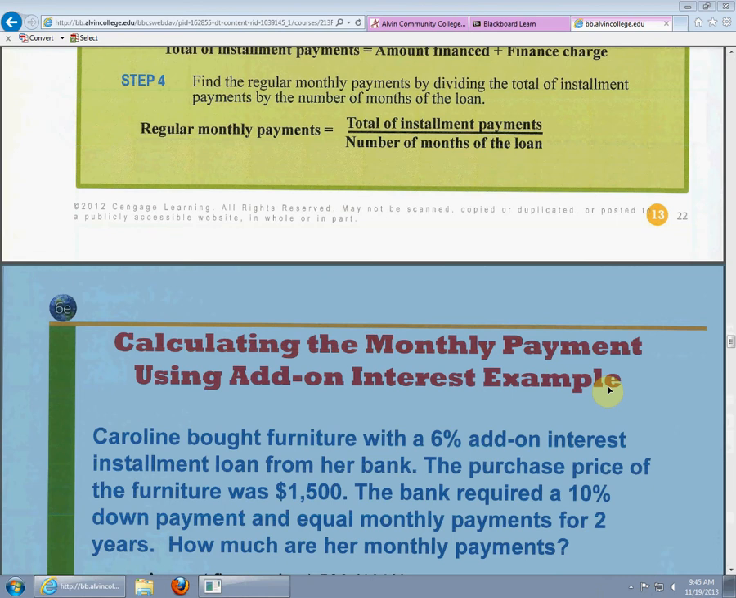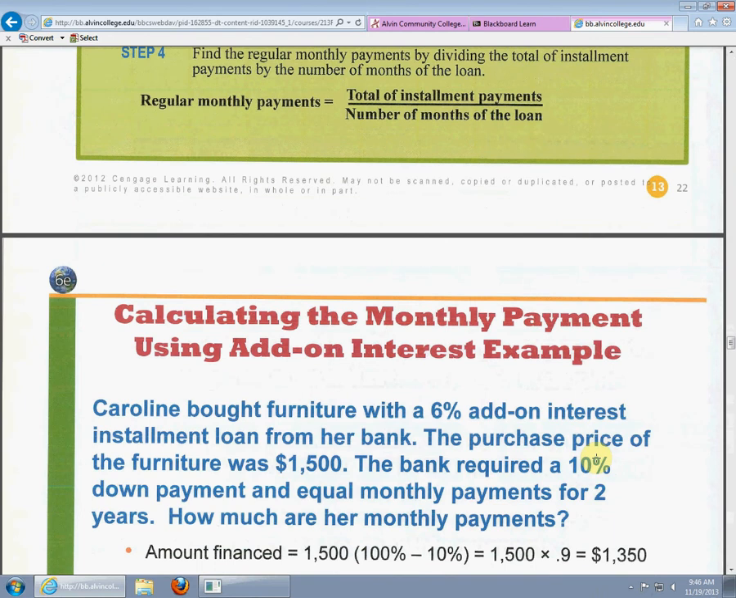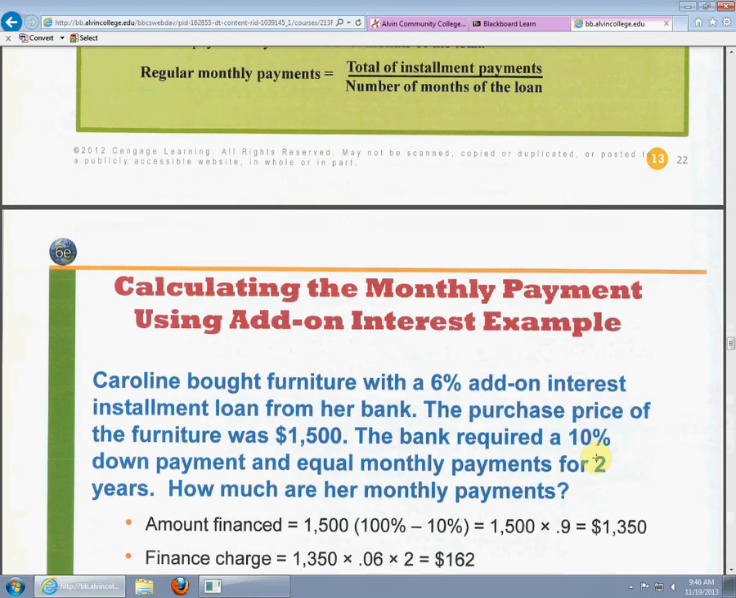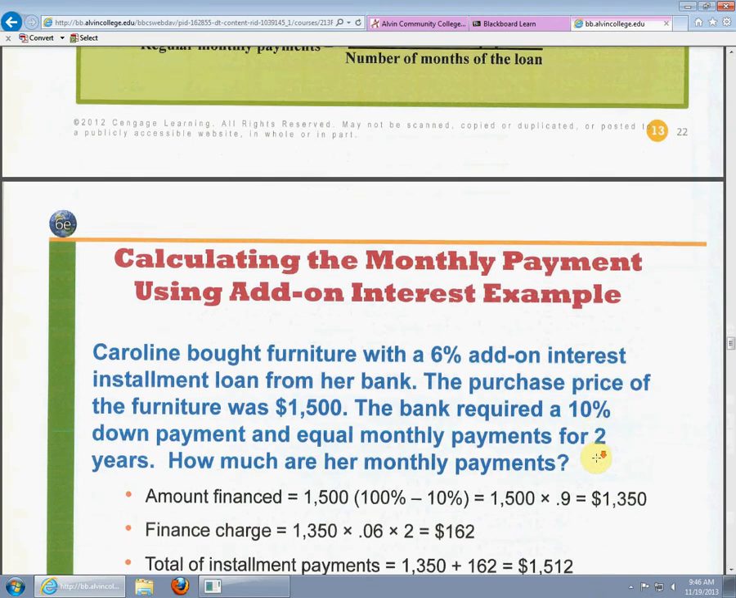Step 2, you have to use interest equals principal times rate times time. So this is your principal, that's the total amount that's going to be financed. This is the principal, the interest is 6%, and it's for 2 years. So it's $162. Oh, I did it in months. So did I. It's for the whole 2 years. And then the third step is you take the amount that's financed, the $1,350, plus the amount of the finance charge, $162, and so the total of the installment payments is $1,512.